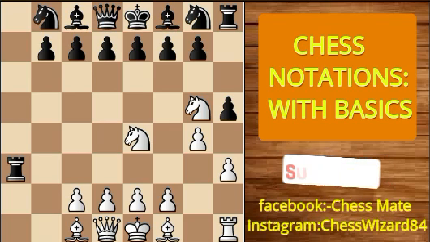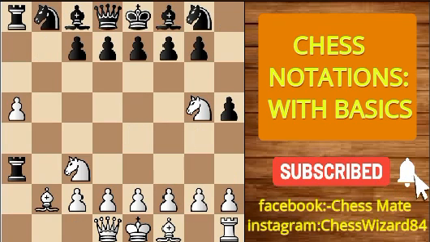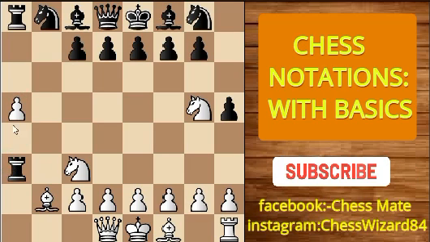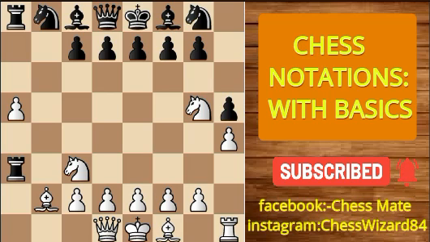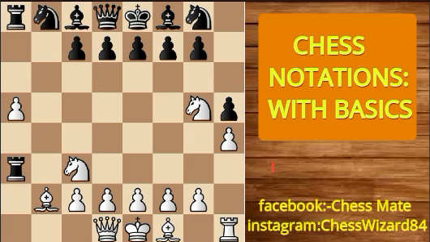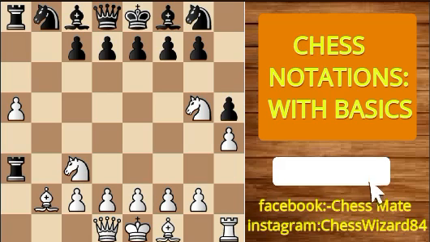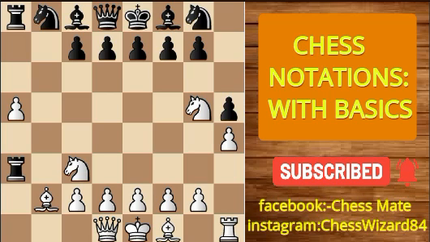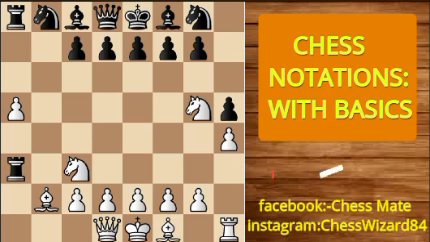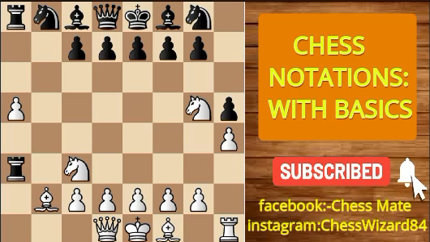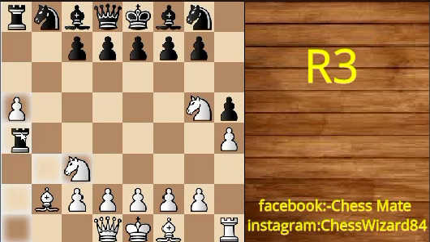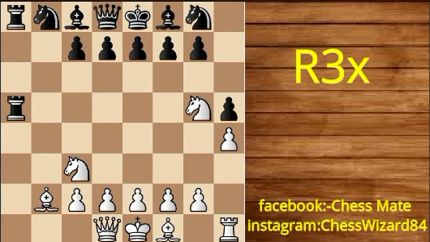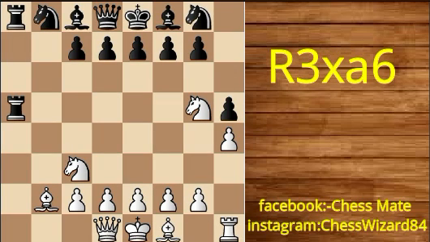Let's take another example. Now let's say black wants to capture this a6 pawn with this a3 rook. How will you notate this move? You cannot use this a here since both these rooks are on the a file. In this case, since the files of both the pieces are the same, you will now need to check the ranks. This rook is on the 3rd rank and this one is on the 8th. Since both these rooks are on different ranks, we will use the notation of the rank. Therefore, we will notate this move as R for the rook, followed by 3 for the 3rd rank where this rook originally was, followed by x for the capture, followed by a6 which is the destination square.